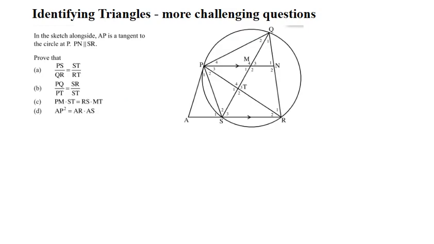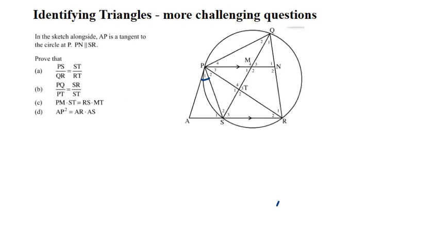So in other words, showing that PS over QR is equal to ST over RT. Before we can even go there, let us have fun with the information that is given. I've got a tangent, and right at the point of tangency, there's a chord. So here I can confidently, boldly, without any fear, think of the tan chord theorem. So what does the theorem say? It says the angle between the tangent and the chord is equal to the angle in the alternate segment.